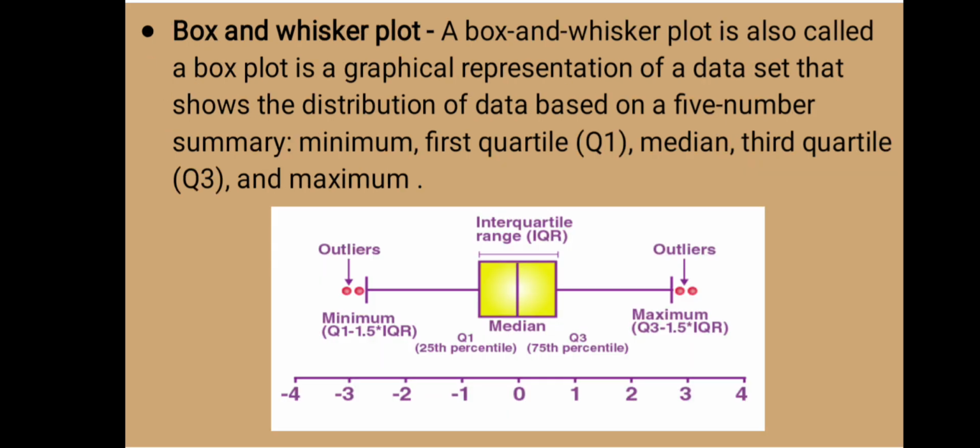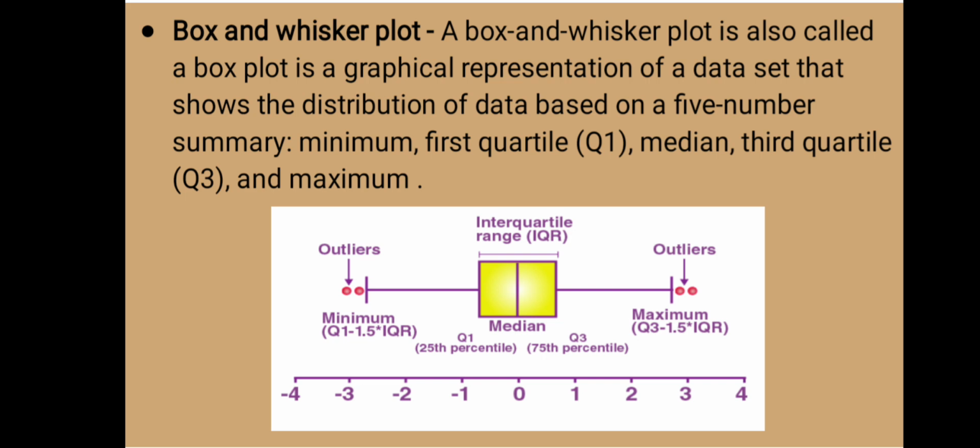And now, let's proceed to the box and whisker plot. A box and whisker plot is also called a box plot. It is a graphical representation of a data set that shows the distribution of data based on a five number summary: the minimum, first quartile, median, third quartile, and maximum. So a box plot is a way to show how data is spread out, and it helps you understand where most of the data is, where the extreme, very high or very low numbers are, and how the data is balanced.